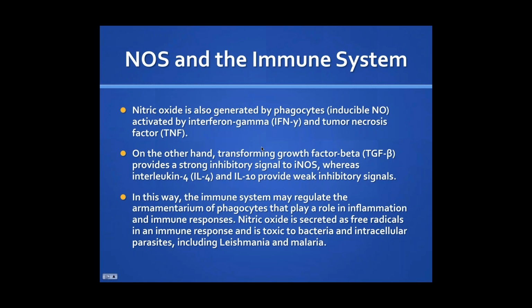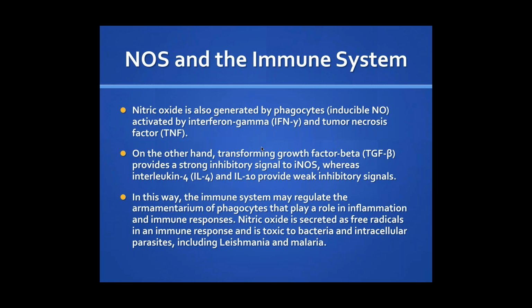So nitric oxide, again, is generated by phagocytes, and the inducible nitric oxide kind is activated by interferon gamma and tumor necrosis factor. On the other hand, we have some things that will take it down. Transforming growth factor beta provides a strong inhibitory signal to inducible nitric oxide. So it's how we get it back down again. In this way, the immune system may regulate the armamentarium of phagocytes that play a role in inflammation and immune responses. It's amazing. Our body is so amazing. We just have systems for everything.